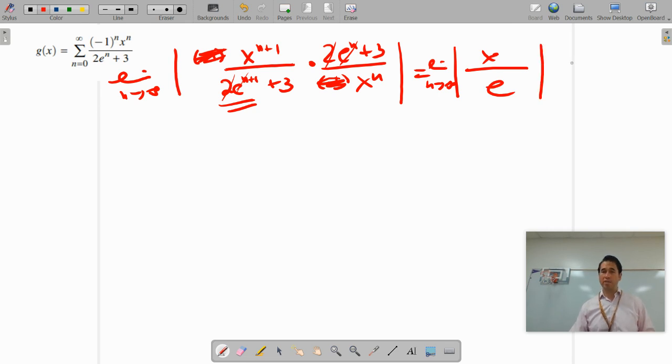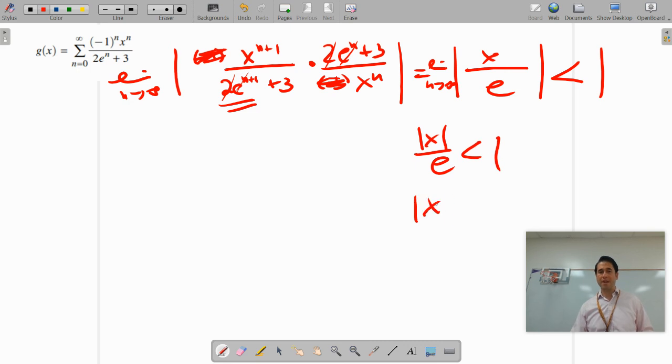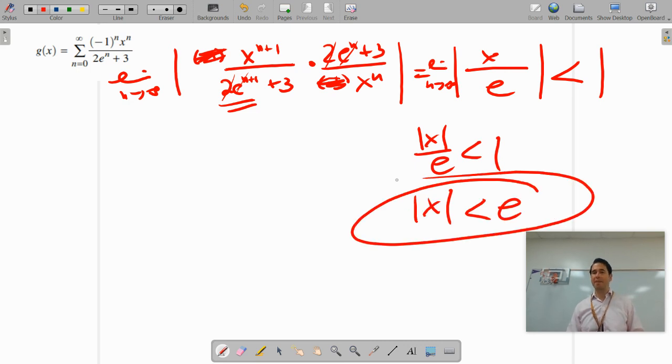And remember, with the ratio test, we want to know if it's less than 1. We take the limit. There's really no n's to deal with here. So you just end up with the absolute value of x over e. You guys dominated that, right? And then we just have one piece to go. Let's see.